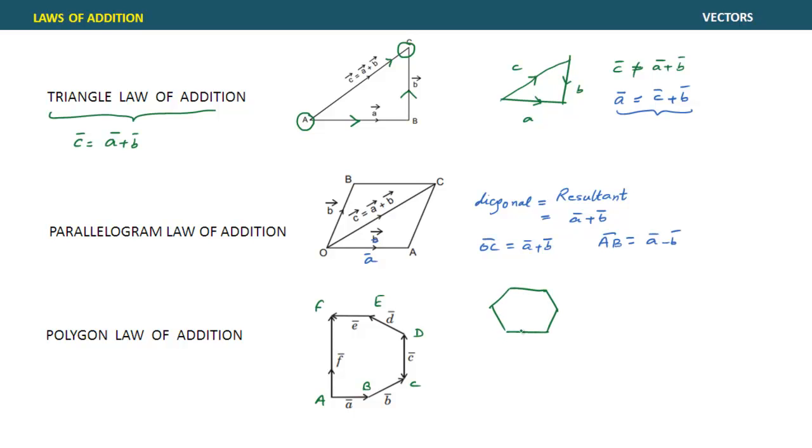Let me draw it like a benzene shape. You start from here and you travel like this. Keep traveling and again come back to here. So the sum of all the vectors that are represented by this will be nothing but zero. This is the major property, right?